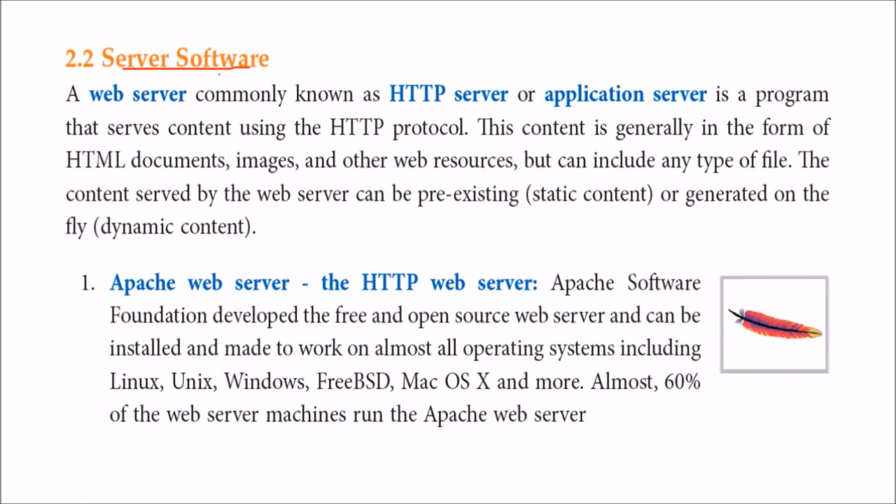Whenever we are dealing with the web server, we are talking about server software. A web server is also known as an application server or HTTP server. Let me tell you that a web server is different from an application server. Actually, a web server is a part of an application server. So this is a program that serves content using what protocol? HTTP protocol. This content is generally in the form of HTML documents, images, various resources. It can include any type of file. The content served by web servers can be static or dynamic.